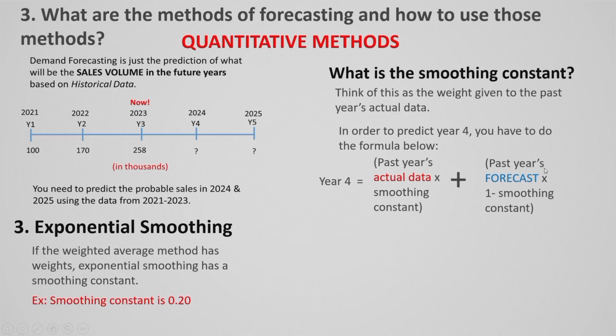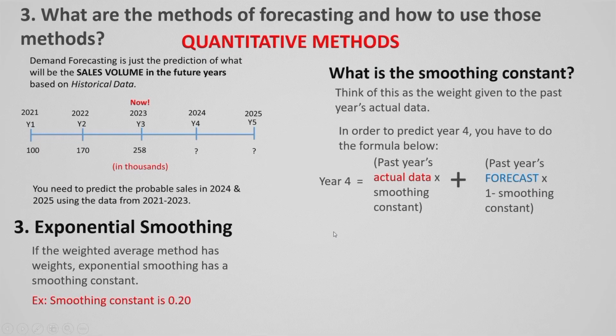Actually, guys, the challenging one to explain here is the forecast amount for year 3 because we need to solve for it. So this 258 here, it's not the forecast, it's the actual data of year 3. Again, we still need to solve the forecast for year 3 because we're going to use that in predicting the year 4 sales. How do we get the forecast for year 3? Actually, first, let's have the actual data. And again, these are those.